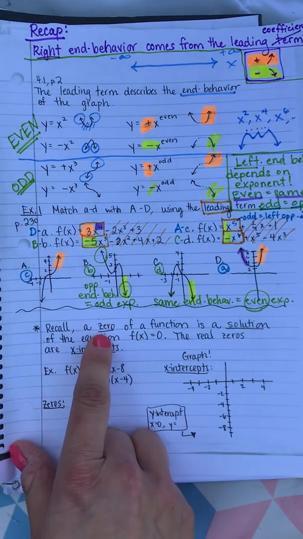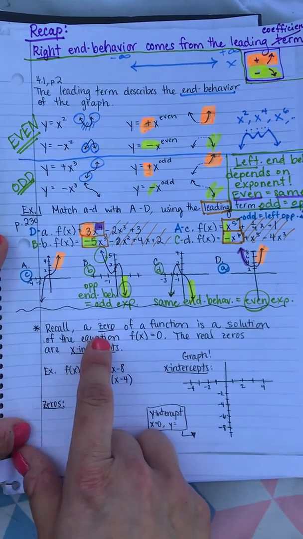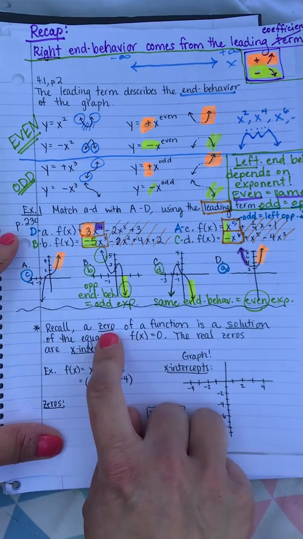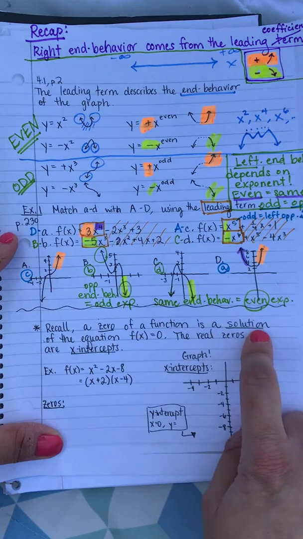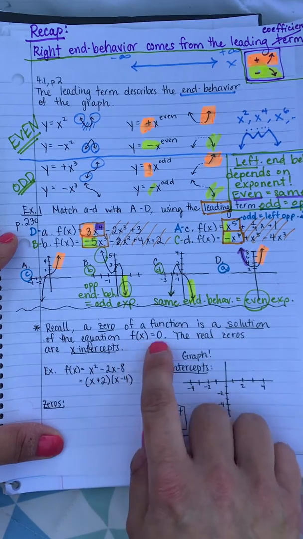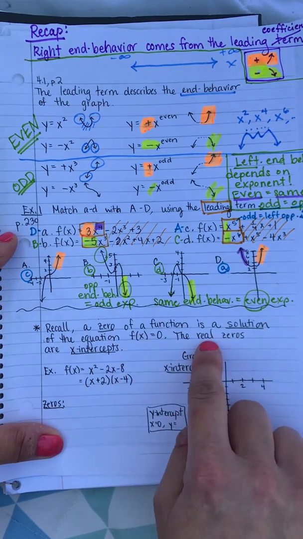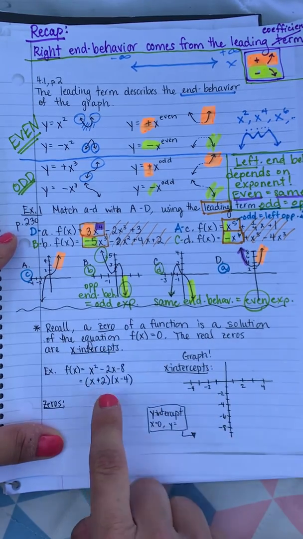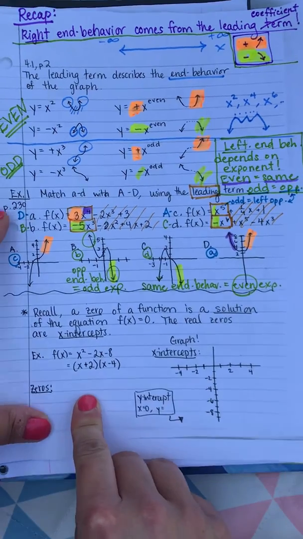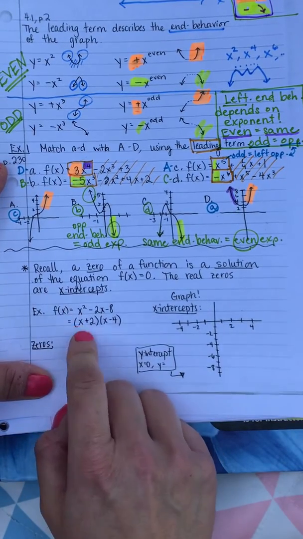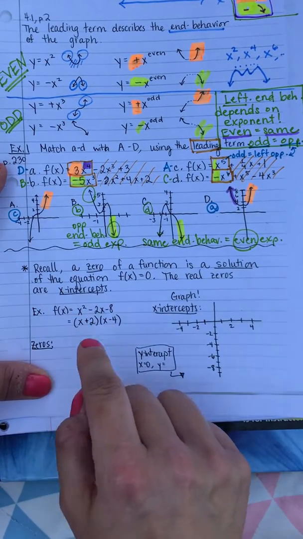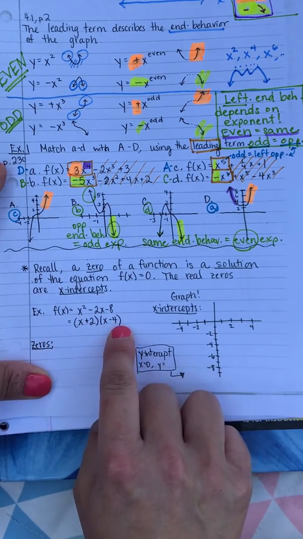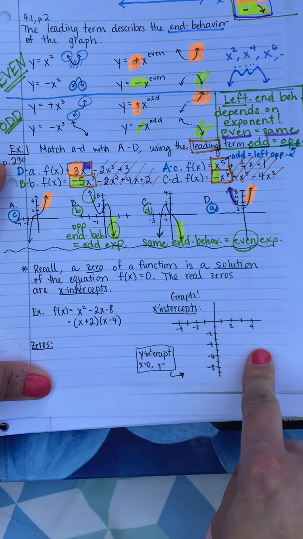Remember that word zero or root? It does not go away. It's actually really important. So recall a zero of a function is a solution of the equation f of x equals 0. And if they're real, zeros are x-intercepts. So here we're going to do something really simple. What we want to do is find the zeros and then graph our equation.